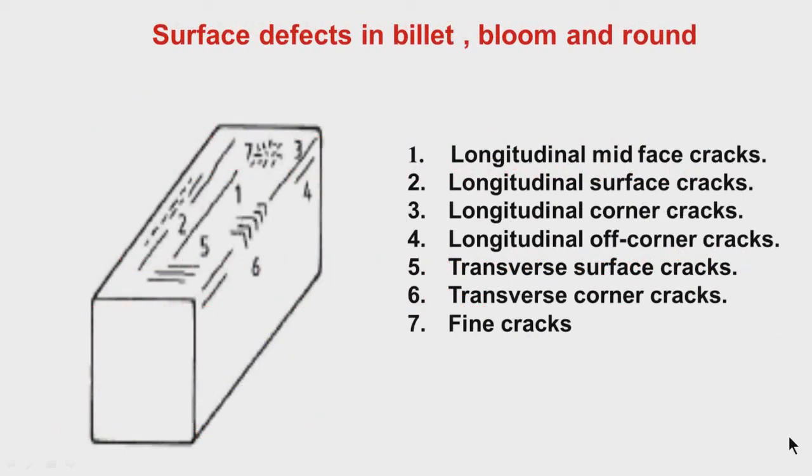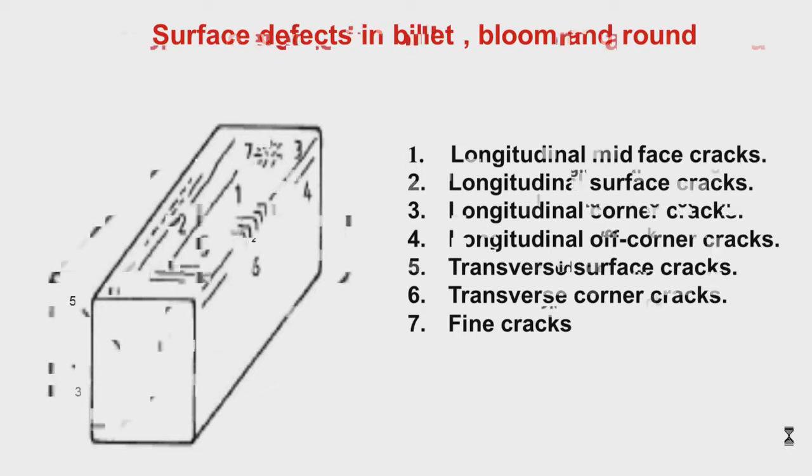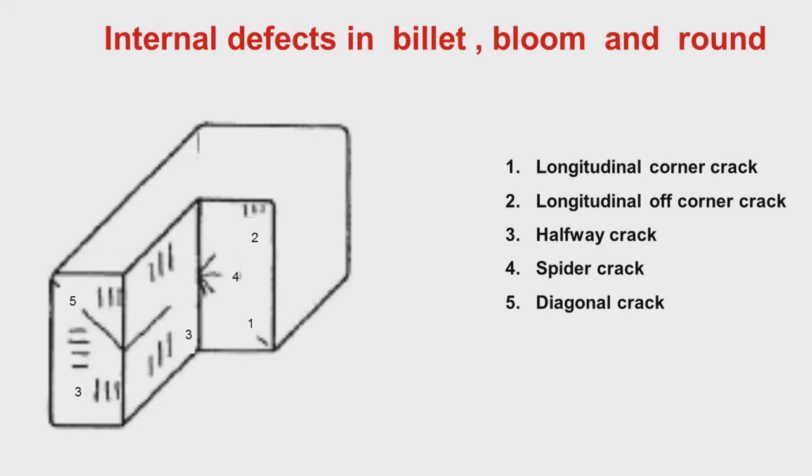Then I mentioned how the different cracks look at the surface for billet, bloom and round, longitudinal, at mid face. Then I talked about internal defects in billet, bloom and round, and how they look. You have to cut a cross section and see only at the cross section. On the surface you do not see anything.